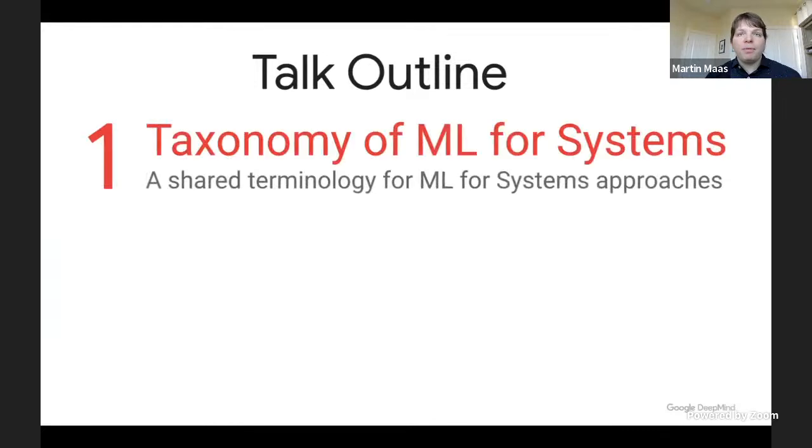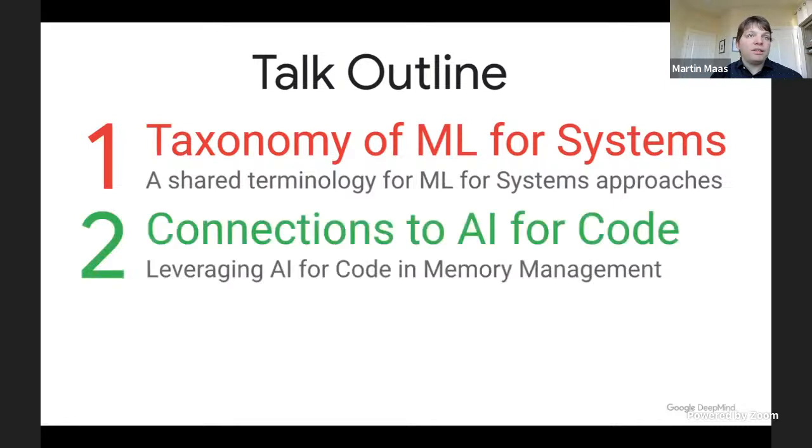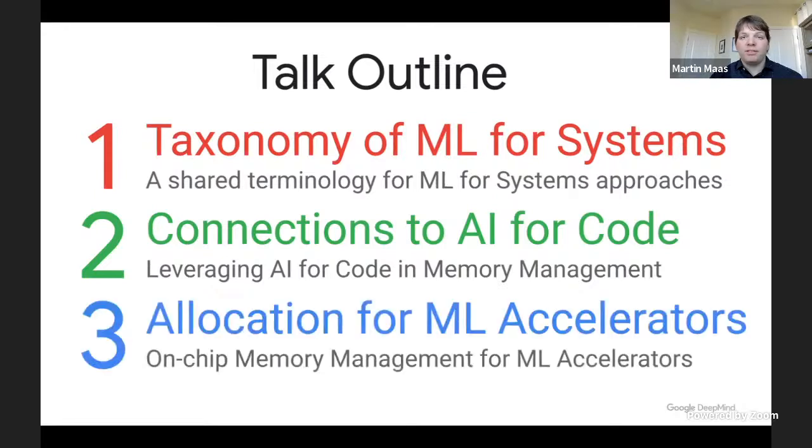And so in this talk today, I want to start with an attempt at such a taxonomy and methodology. And I'd then like to give you two examples of ML for systems and how they fit in with this taxonomy. Specifically, one that draws a connection between AI for code and systems, in particular memory management. And also how ML for systems applies in the context of allocation for ML accelerators, which is a common problem in ML compilers.